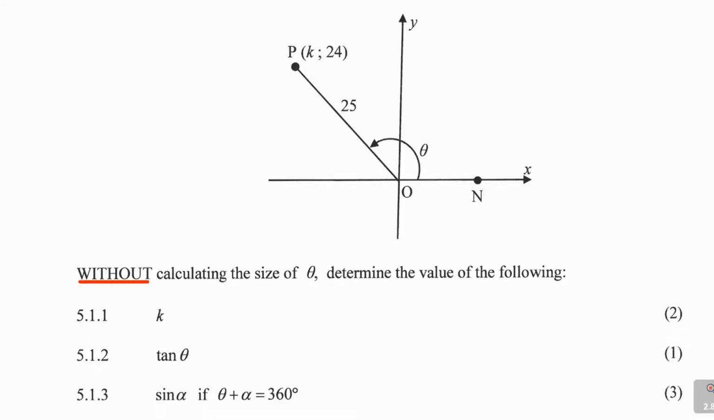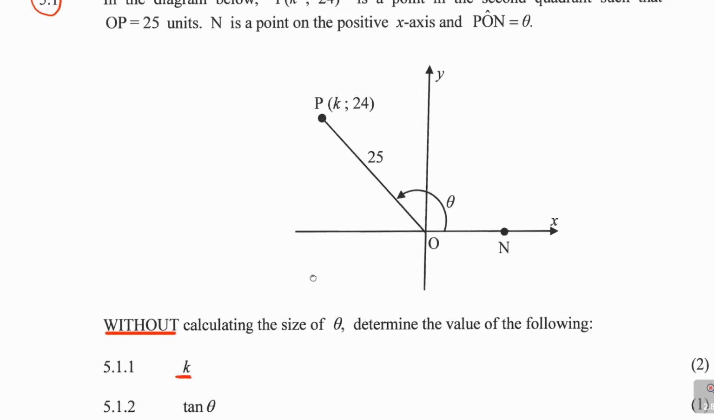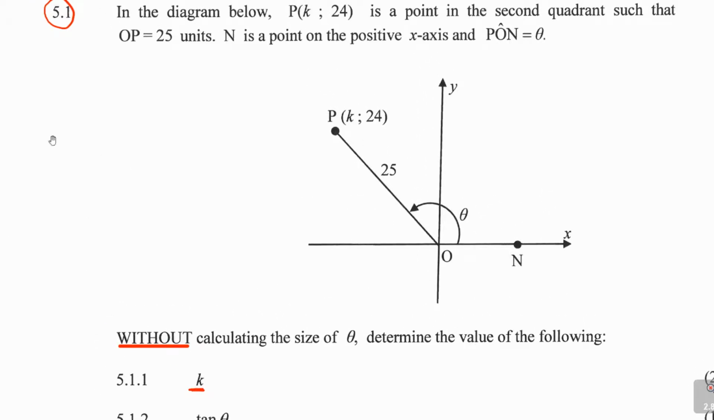5.1, they want you to find the value of k. They made it 2 marks. So I've got a good space here that I can utilize, and let's try to see what they wanted. They want us to find k, and look at the coordinates here. You can see that the coordinates of P are k and 24. Remember, k represents x and 24 represents y.